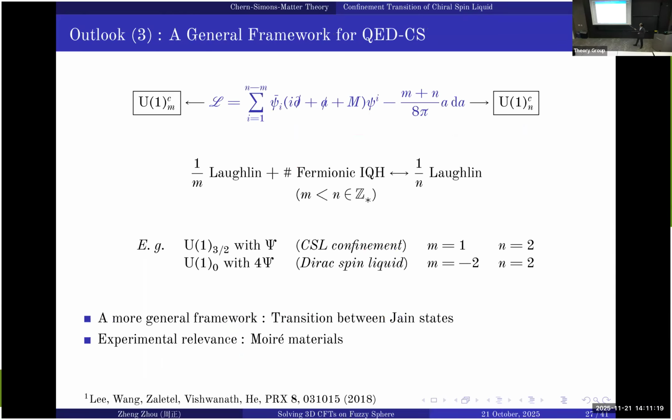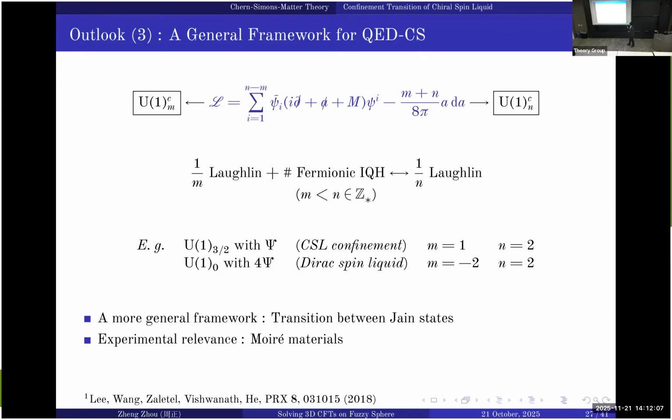So moreover, we are also developing a general framework for QED with Chern-Simons. So we can consider the transition between U1 level n and U1 level n. It is described by U1 level m plus n over 2 coupled to n minus m fermions. On the fuzzy sphere, we can realize this theory as the transition between 1 over n Laughlin state and 1 over n Laughlin state up to some fermionic integer quantum Hall spectators. This framework includes the gyrospin liquid confinement, which has m equals 1 and n equals 2.